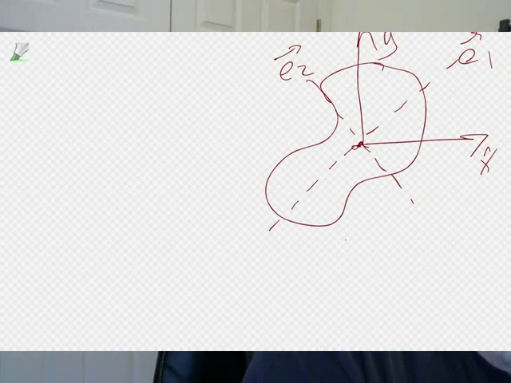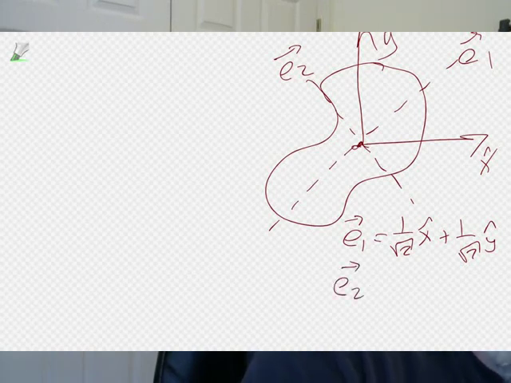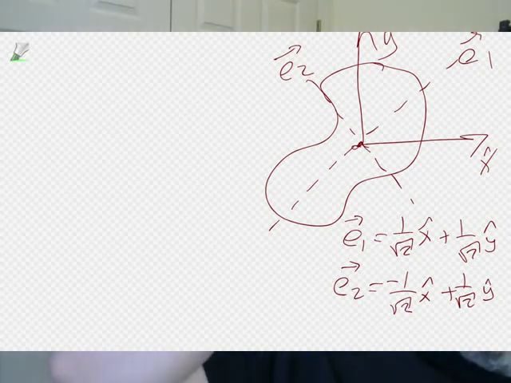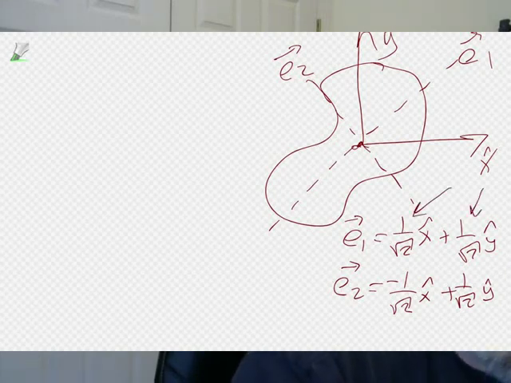So, for instance, in this case, we might have found E1 is 1 over root 2 x hat plus 1 over root 2 y hat. I just drew it so it would be a 45 degree angle. This is just an example; it could be anything. And then E2 could be minus 1 over root 2 x hat plus 1 over root 2 y hat. You can dot these two and show that they really are perpendicular to each other. The unit eigenvectors I found were 1 over root 2, 1 over root 2, and minus 1 over root 2, 1 over root 2.